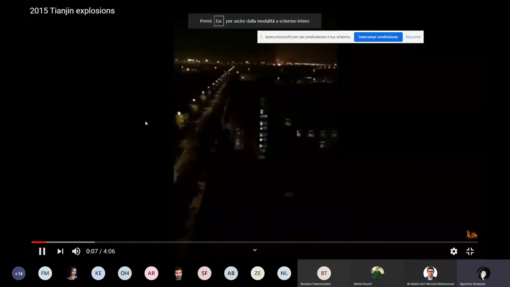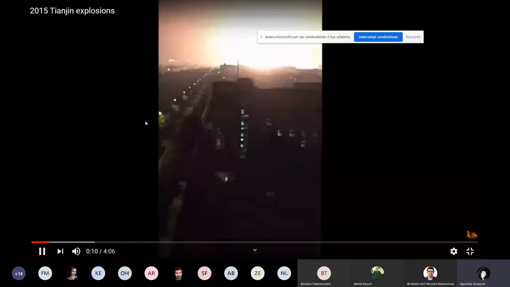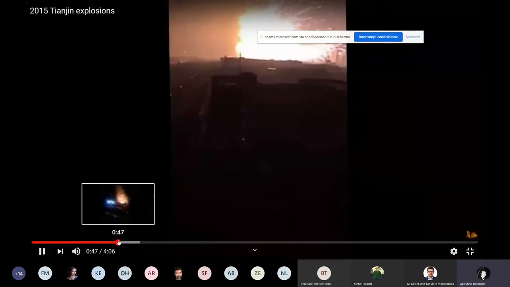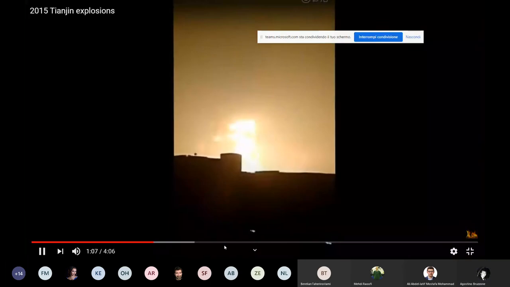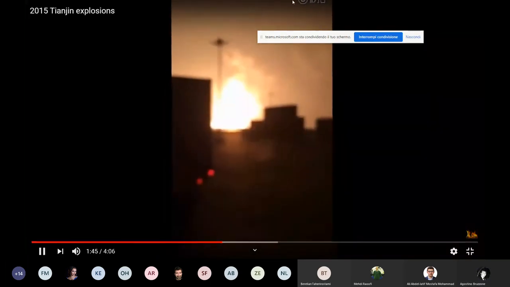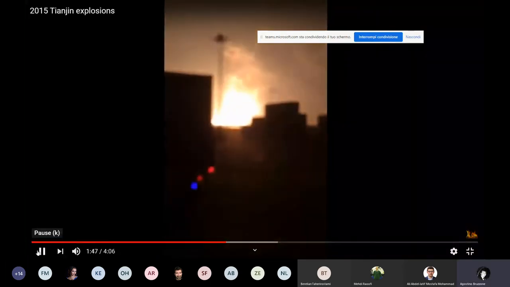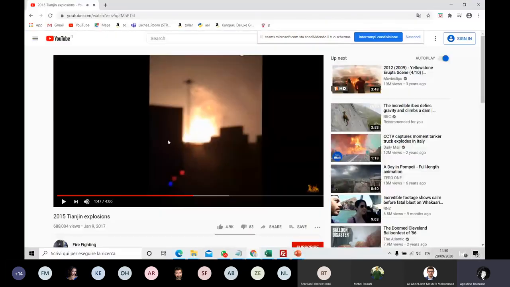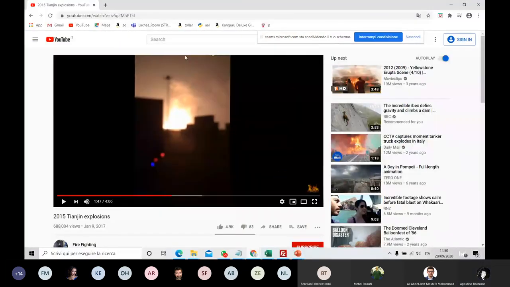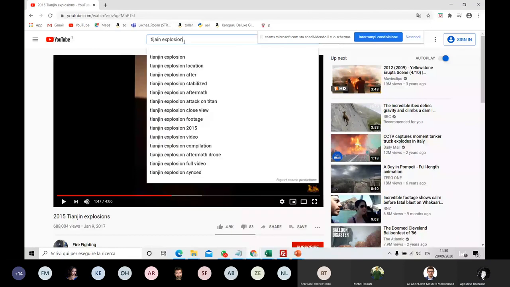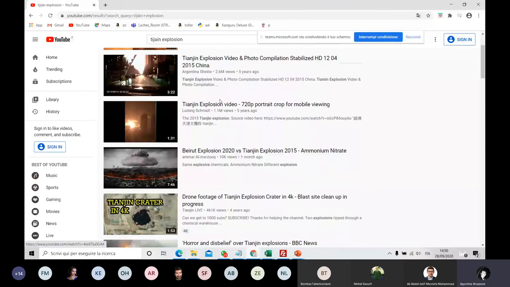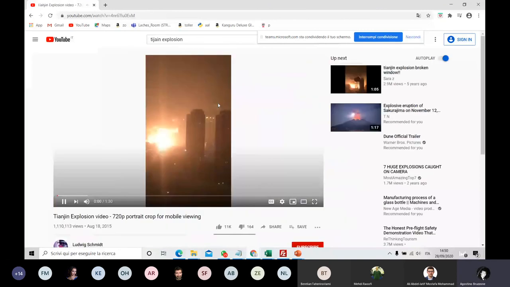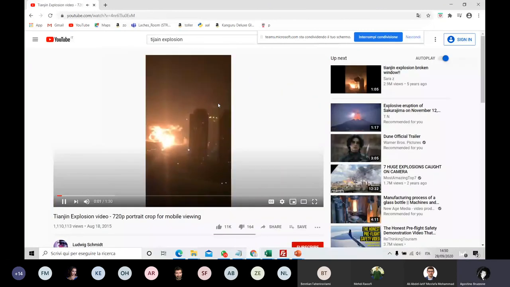Allora, this was the explosion in Tianjin. Okay, but it's not the view that I was willing to show you. Let me check if I find the right one. Tianjin explosion. I feel it's this one. So this is a view from a skyscraper of a hotel.